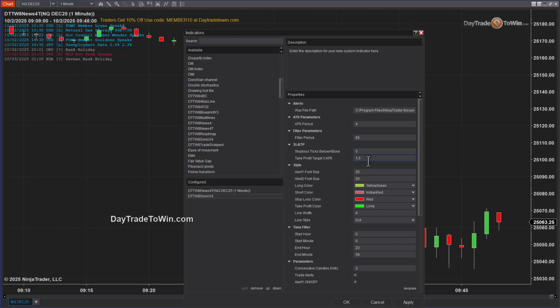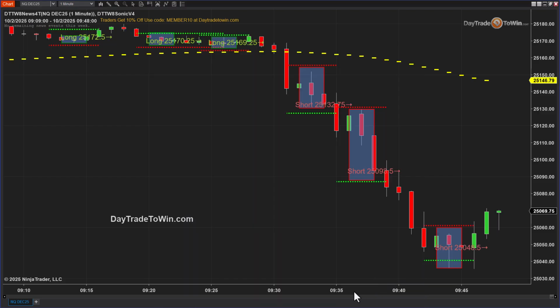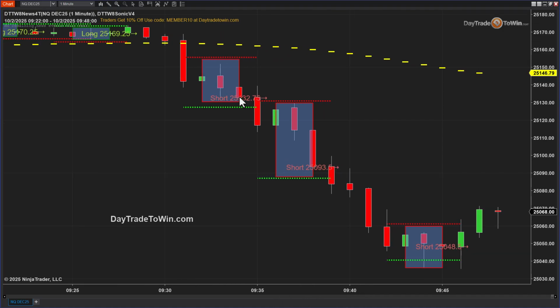The Sonic trading system. I'm going to leave everything here defaulted. I'm going to go with 1 times the ATR for the target. And now we have some opportunities. Okay, so what are we looking at here? On a 1-minute chart, the Sonic system has already had 1, 2, 3 trades to the short side. They all hit their profit targets.